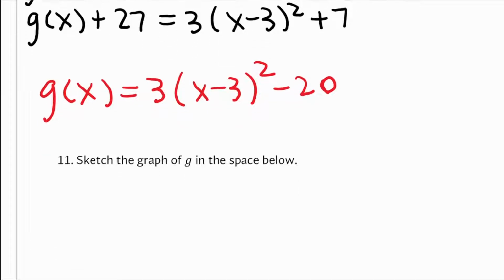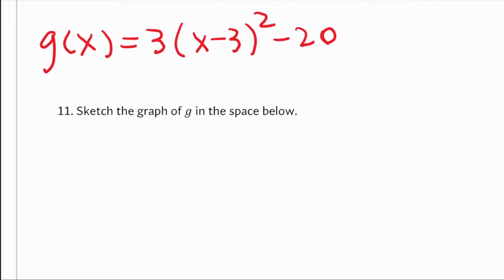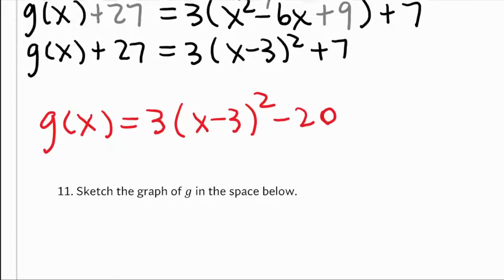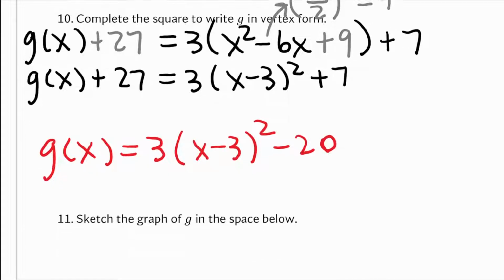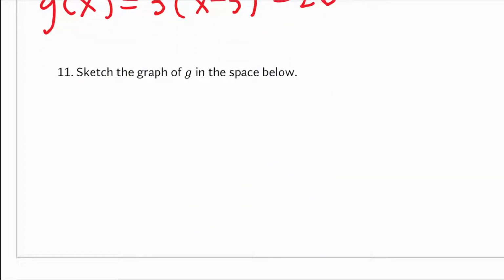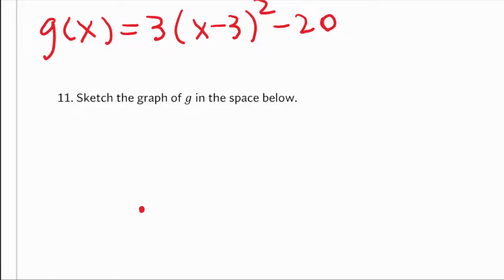And then we can sketch the graph of g in the space below. All right. So it's going to have a vertex at (3, negative 20). The y-intercept is at positive 7. I don't know, maybe I'll try to draw this a little nicer. y equals 3x squared. That's going to be pretty narrow.